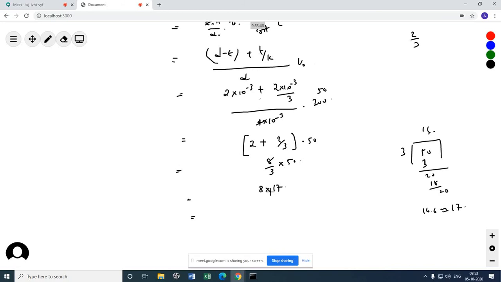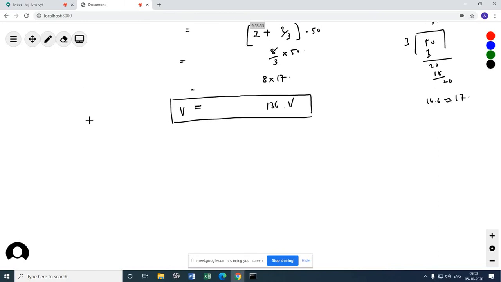So now, what was it? Yeah, it's 17, 6, 5, 13, 136. So I'm getting this as 136 volt. Oh my god, you see, we started with 200 volt and the voltage has reduced. So that means there is a loss of energy.